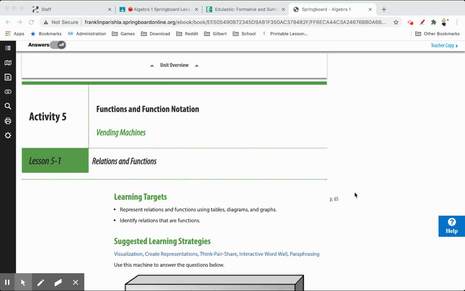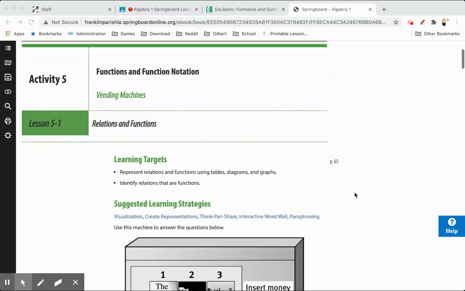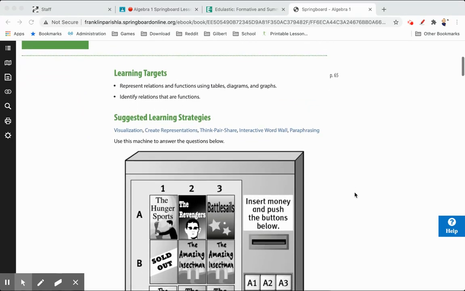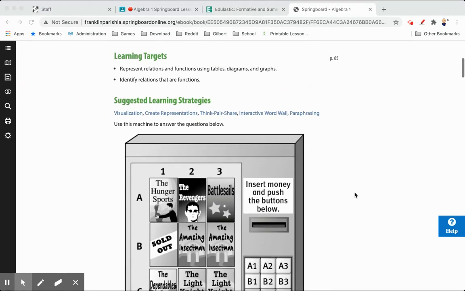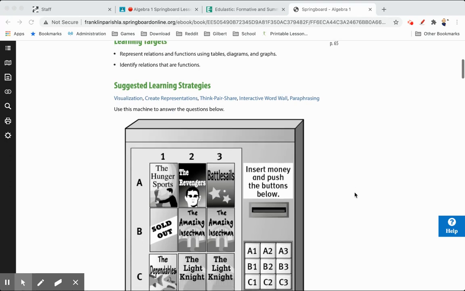Today we're looking at lesson 5.1, relations and functions. We're going to see how to represent relations and functions using tables, diagrams, and graphs, and identify relations that are a function, because sometimes they're not. We should be able to tell the difference by the end of the lesson.